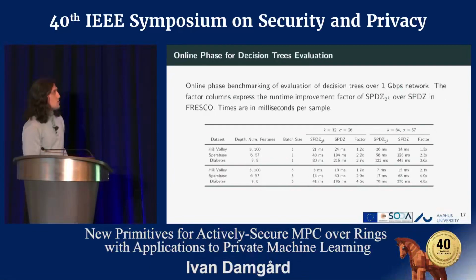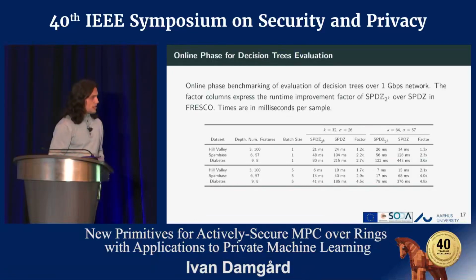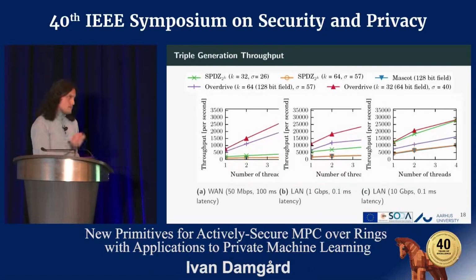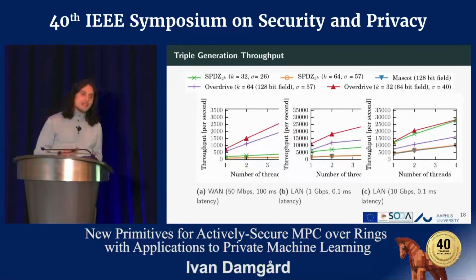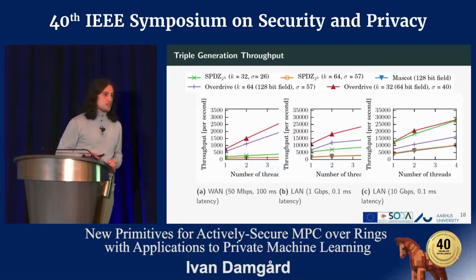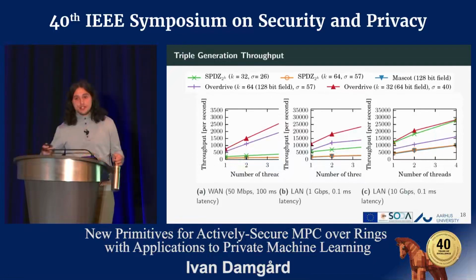Same for decision trees. The larger the depth gets, the better the factor becomes. So again, having a better comparison protocol indeed has an impact. And I did not mention anything about the preprocessing because SPDZ2k is not so good for the preprocessing, unfortunately. And this is because we have larger shares.